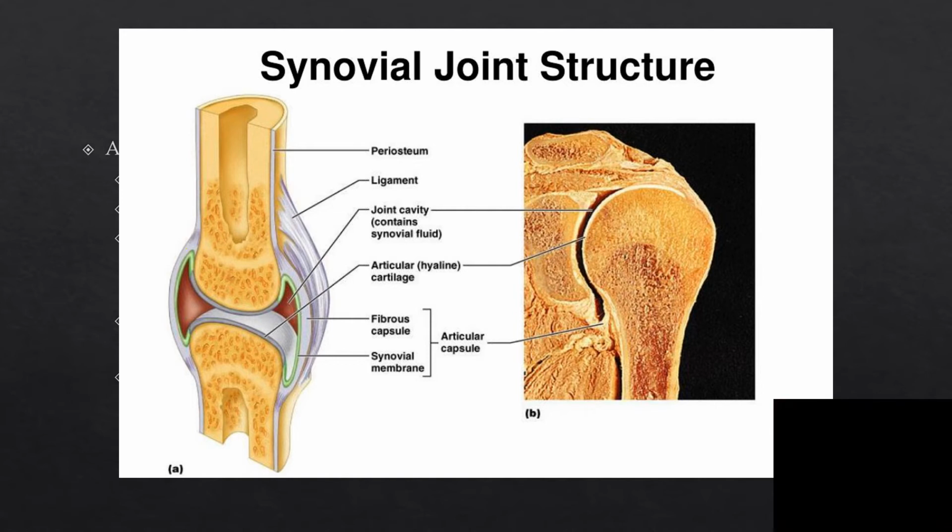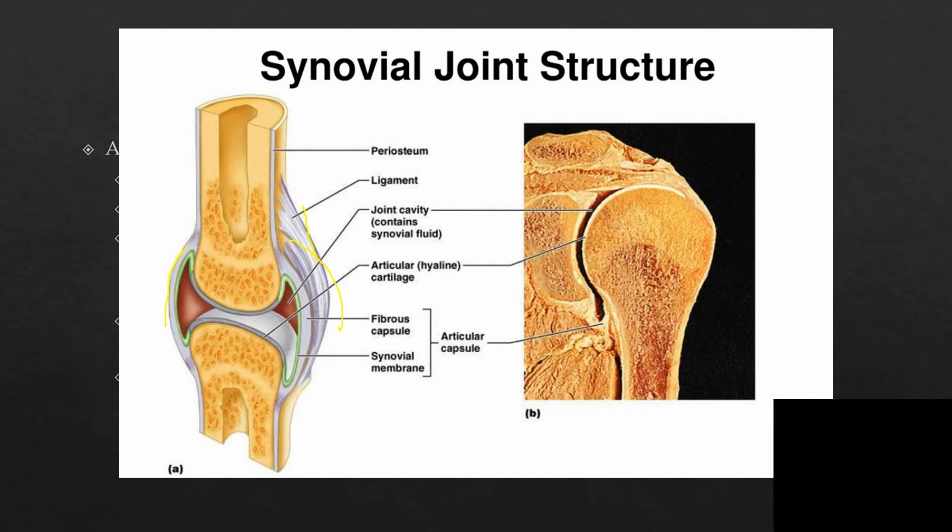This gray area on the outside would be the capsule, and that would be the ligament that supports the capsule. This green tissue in here would be the synovium, and the gray at the end of the bone would be the articular cartilage. Then this space in between would be called the synovial cavity, and that's filled with a little bit of synovial fluid.